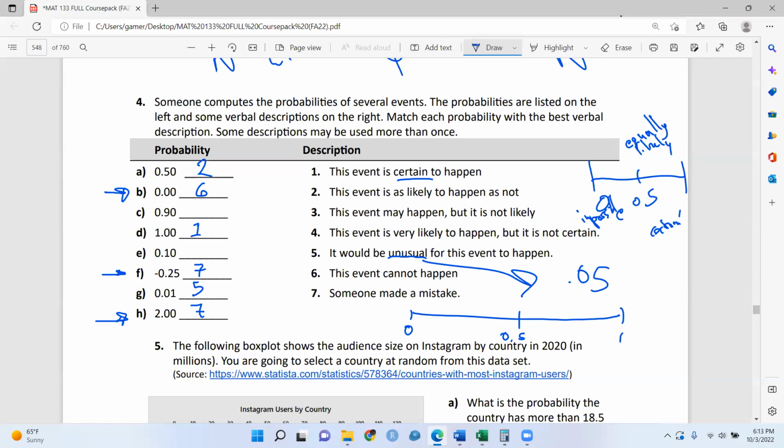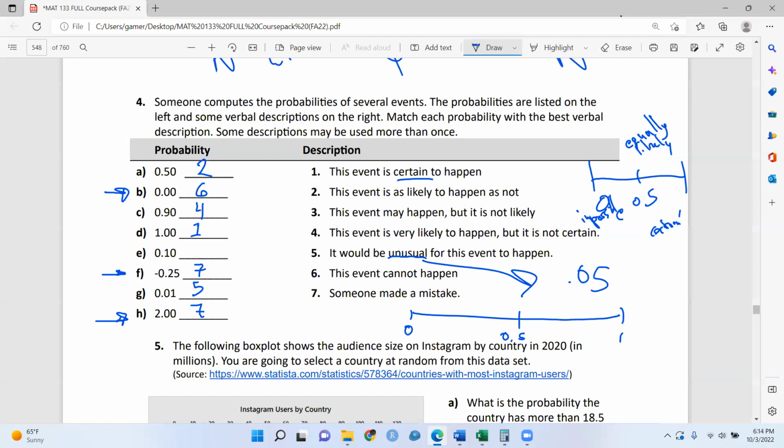90% chance means that there's a 10% chance it's not going to happen. So it'd be number 4. I had 4. Good. That's a better answer. Very likely it's going to happen, but not guaranteed. Good. Okay, and we already know what D is, and then E.